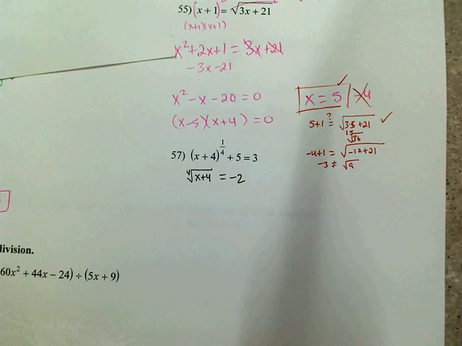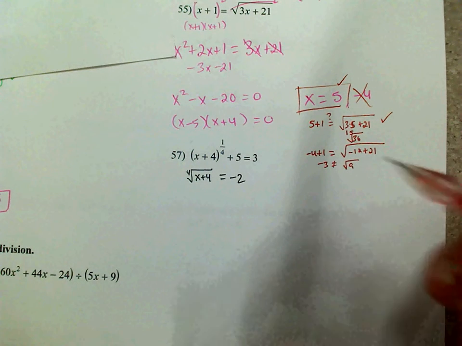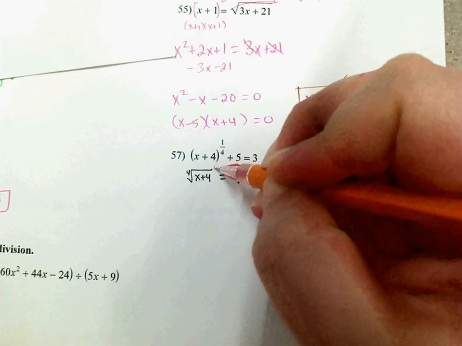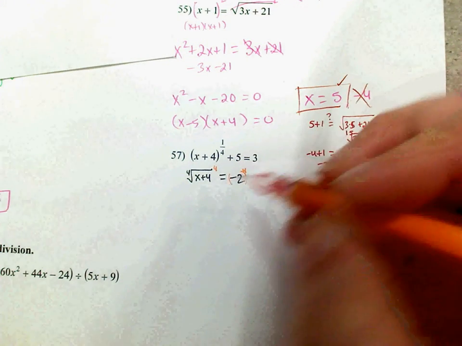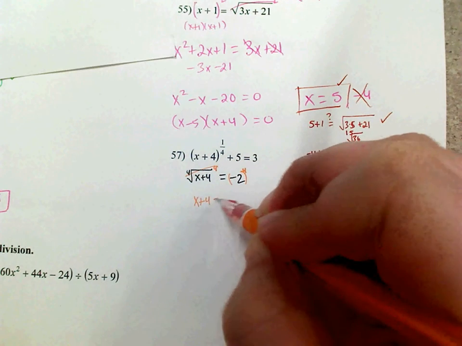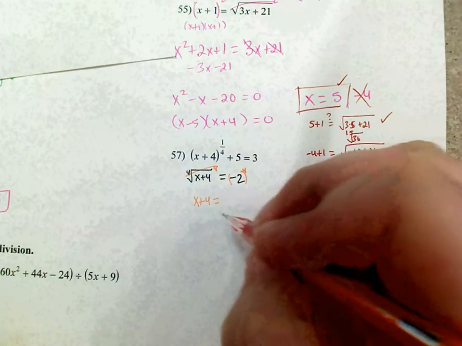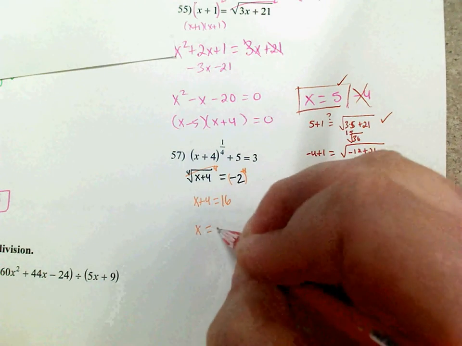And we're going to, I was going to say square. The opposite of a fourth root is the power of 4, so we're going to raise both sides to the power of 4. And I'm left with x plus 4 equals negative 2 to the fourth power, which is a positive 16. So we're going to subtract the 4 over and get 12. Okay?